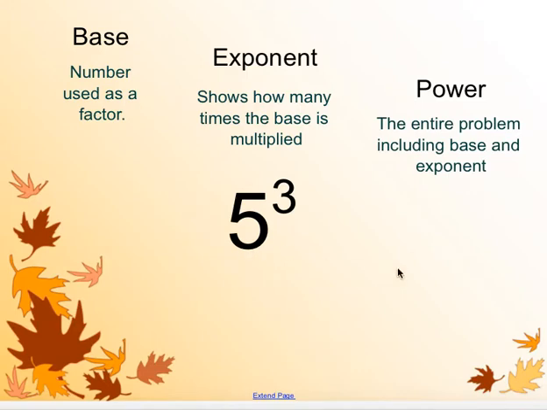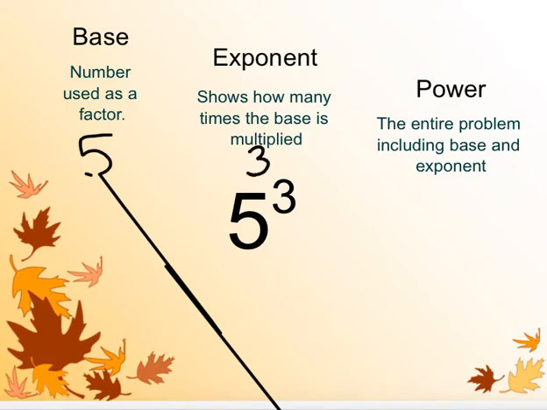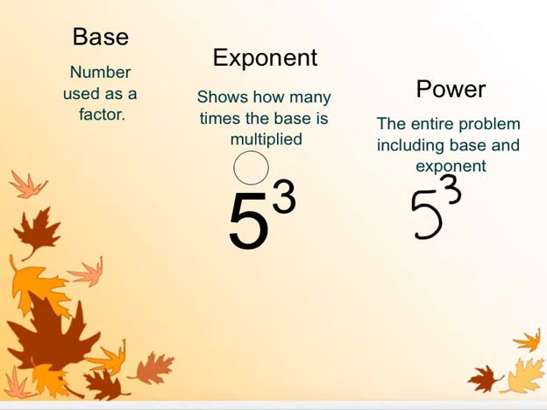So to give an example, 5 to the 3rd power, our base is 5, since 5 is the number that we are going to be multiplying together many times. 3 is our exponent. It tells us how many times we need to multiply 5. And the power is the entire problem, 5 to the 3rd. Okay, so base, exponent, and power. Power doesn't get used super often, but mostly you'll hear it when we say something like 5 to the power of 3. That's when it comes up the most often.